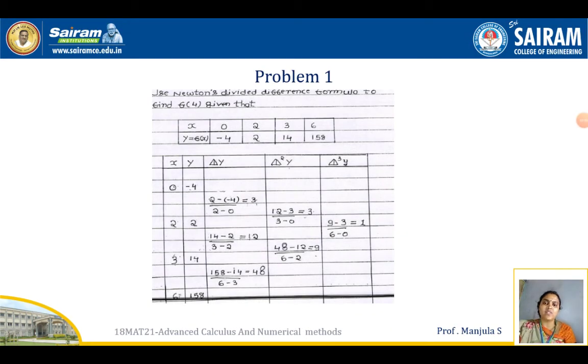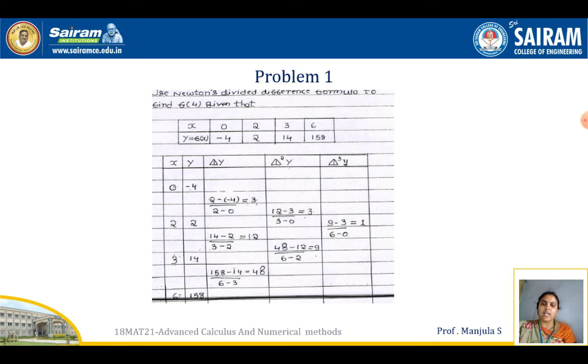We'll see the first problem. Use Newton's divided difference formula to find f of 4, given that x is 0, 2, 3, 6 and the corresponding f of x values are minus 4, 2, 14, 158. Okay, x and y are given. They asked us to find f of 4 using Newton's divided difference formula. The given x and y values you just substitute in the columns as they are.